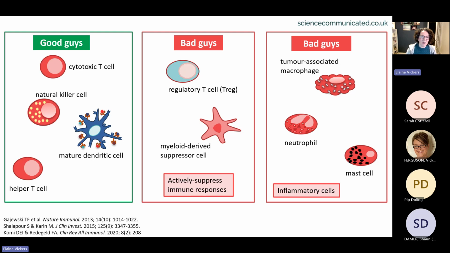The bad guys include the regulatory T cells and the myeloid-derived suppressor cells. These actively suppress cancer-killing T cells, but they also include the tumor-associated macrophages, neutrophils, mast cells. These might initially have been able to kill cancer cells, but if they're hanging around in that tumor environment too long, they lose that cancer killing ability and they actually start supporting, protecting, giving energy, giving support signals to cancer cells and keeping them alive.